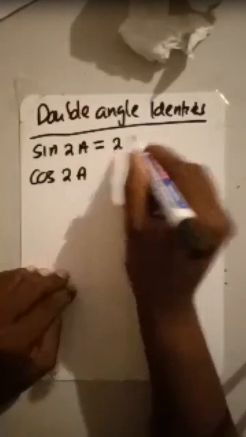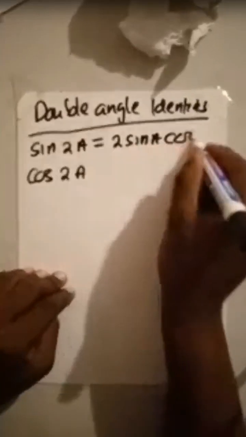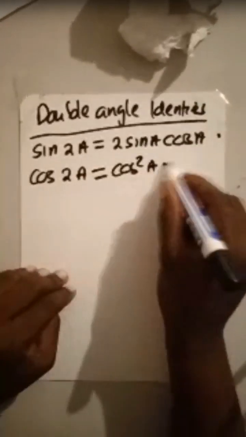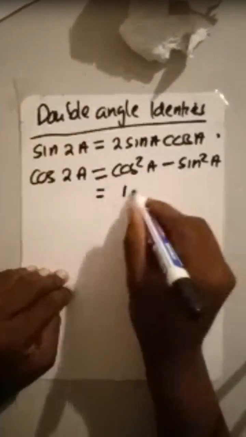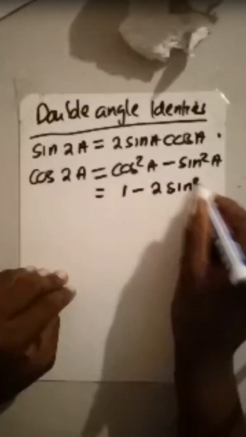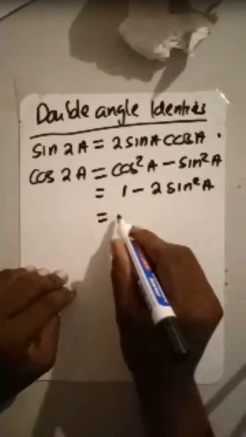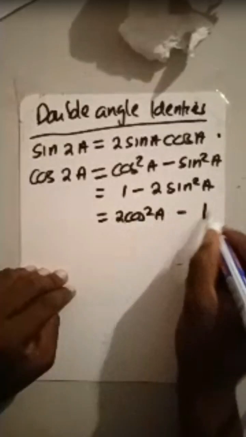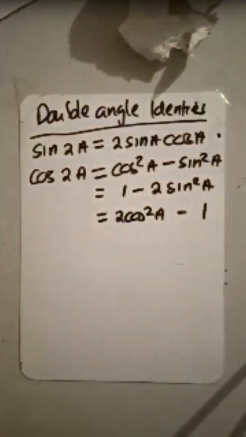So how do we get it? Okay, I'm going to write the identities first. This one is 2 sine A cos A. Then this one has many forms. It is cos squared A minus sine squared A, which can be written as 1 minus 2 sine squared A, which can be written as 2 cos squared A minus 1. So these are the double angle identities that we have.